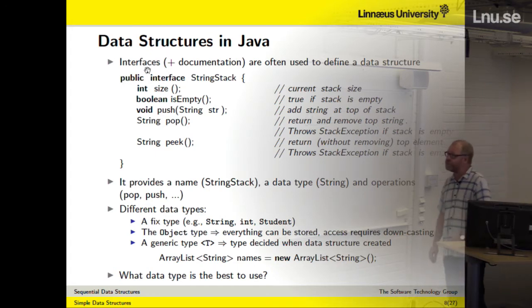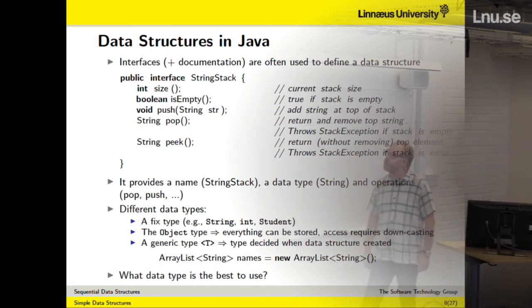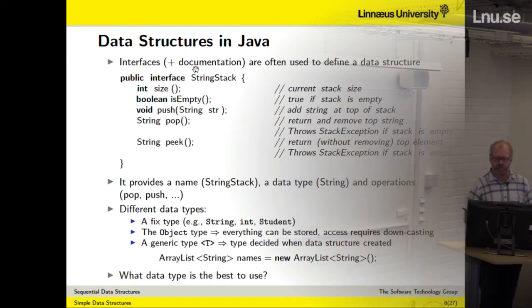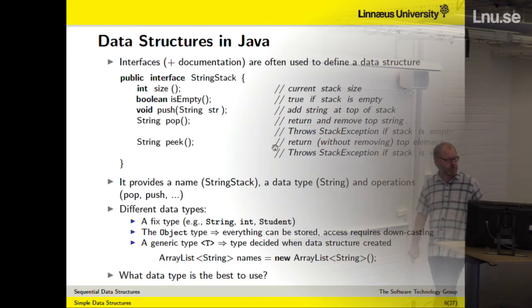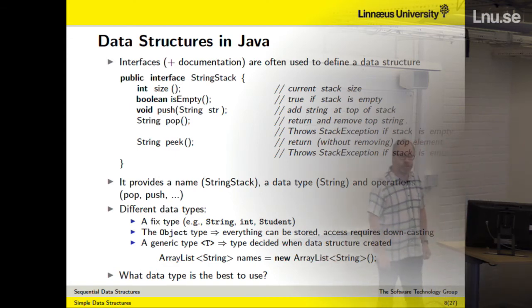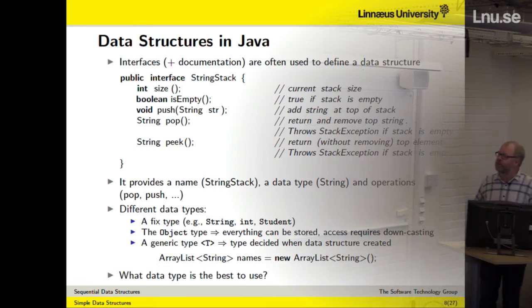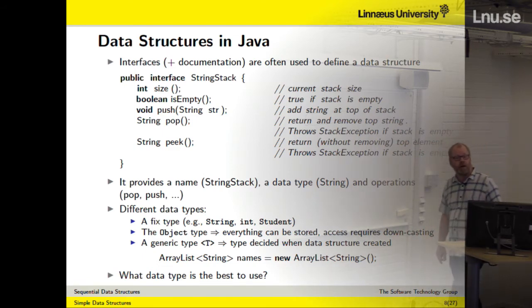In Java, we often use interfaces to define a data structure. By providing an interface like this one, I give it a name. By taking a look at it, I can understand that we are adding and removing strings. And also by specifying the method signatures and a bit of documentation, I have defined what we expect from the methods. So an interface is the most common approach in Java to define a data structure.